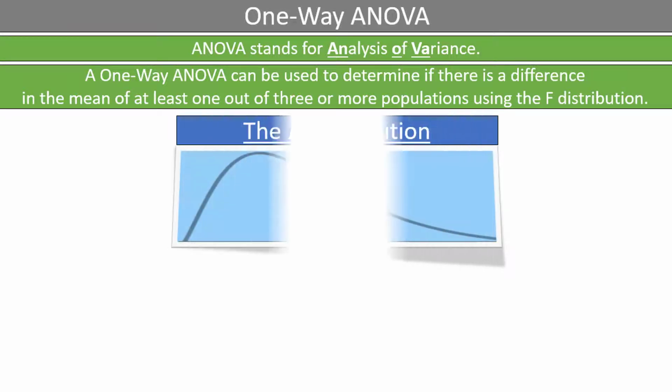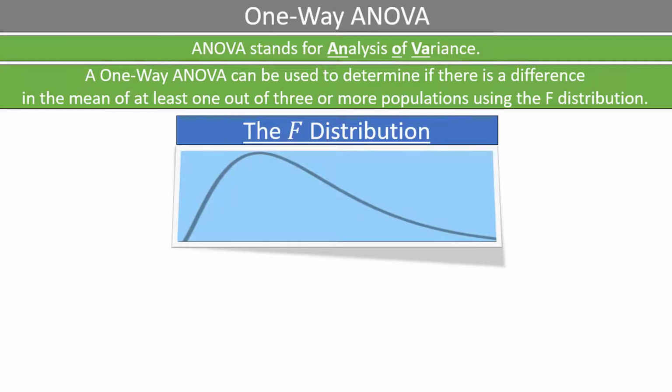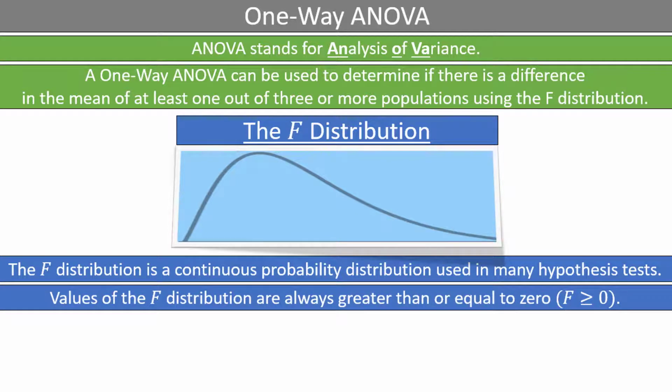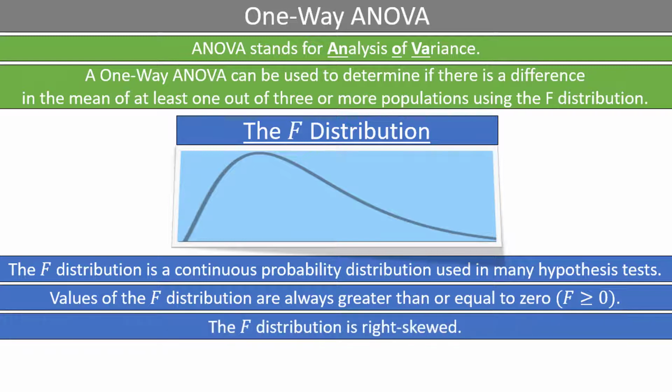The F distribution is a right-skewed distribution that looks something like this. Like the z, t, and chi-square distributions, the F distribution is a continuous probability distribution used in many hypothesis tests. Values of the F distribution are always greater than or equal to 0. The F distribution is right-skewed, as can be seen from the graph. This contrasts the F distribution with the z and t distributions, which are both symmetric.